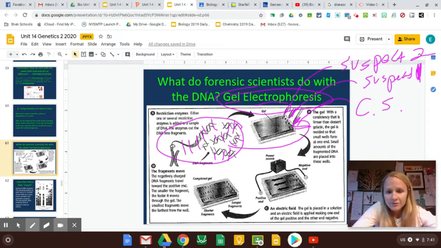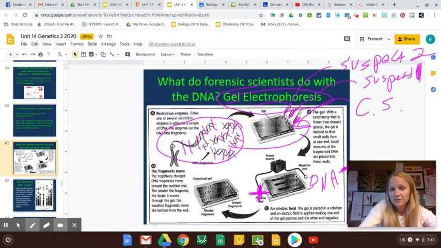DNA is negative, so it does move. We put the DNA in over here, and it is negative. When we electrocute it, we end up making a positive end. You know how batteries have a positive and negative end? So this is the positive end of the gel. Positive and negatives attract, right? Opposites attract. So the DNA starts wiggling through the gel because it's getting electrocuted and it's attracted to the positive.